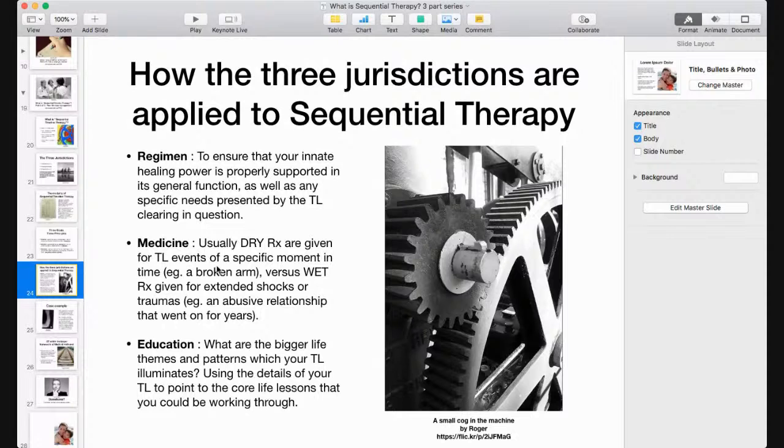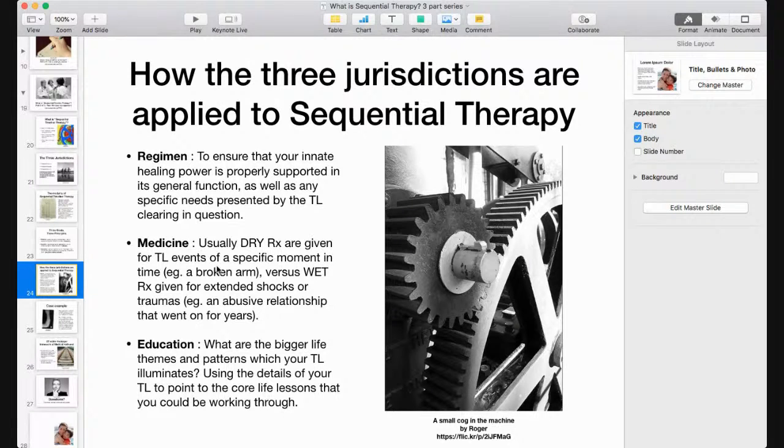And the counterpart to that is what we call the wet remedy, usually the typical dropper bottle, like the brown amber droppers that we use. And on the timeline, there's something that's not tied to one specific point in time, but happened over an extended period of time. An example of that would be an abusive relationship that went on for many years, where the emotional shock and trauma of that was extended.